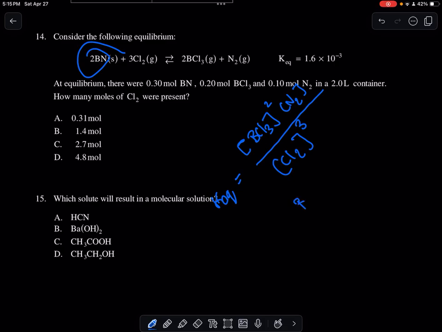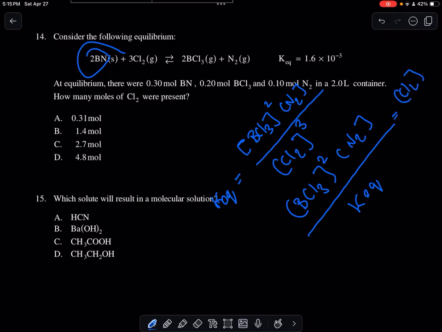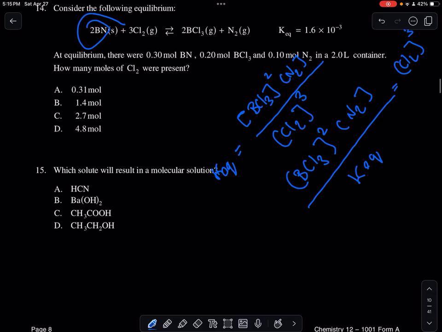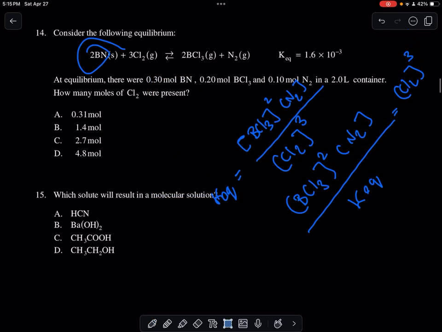So let's rearrange this. So BCl3 squared N2 divided by KEQ is going to equal Cl2 cubed. So now what we can do, sorry that this is a little bit wonky actually, let me just quickly fix this.